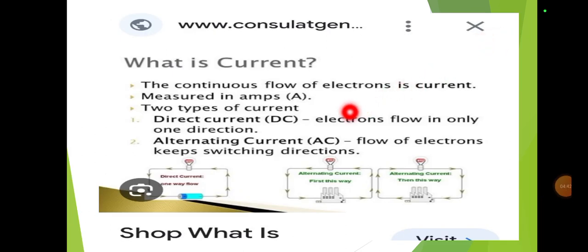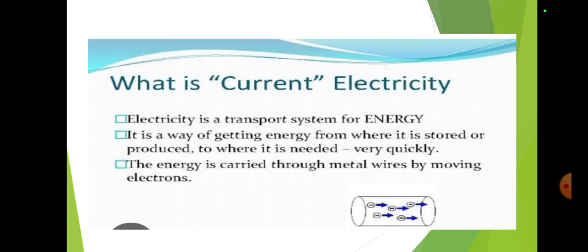What is current? The continuous flow of electrons is current, and it is of two types. Direct current flows in one direction, while alternating current is the flow of electrons that keeps switching directions. What is current electricity? Now it's a detailed topic. Okay, I will tell you in detail.